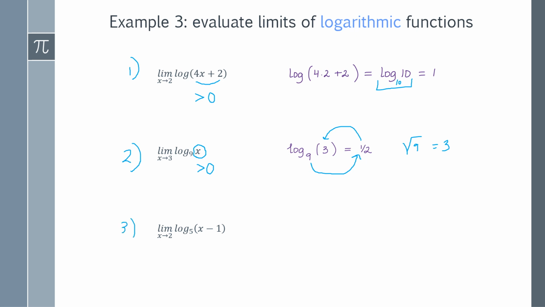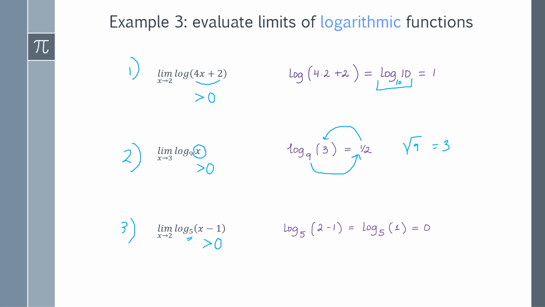So the third example is limit as x goes to 2 of log base 5, and the expression inside the parentheses is x minus 1. Again, remember this needs to be greater than 0, okay? And if I plug in 2 for x, we do get something that's greater than 0. Okay, let's see the solution.